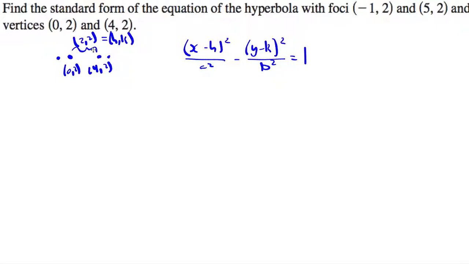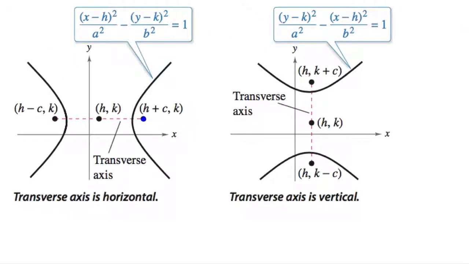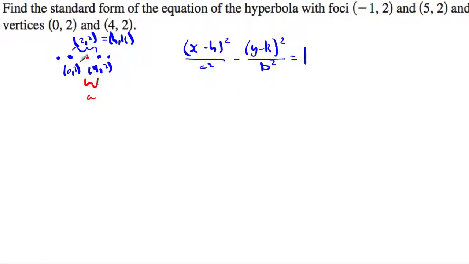So the distance from that center, 2, 2, to the vertex, that is going to be a. Yep, that's a. And then the distance from that to the focus is going to be c.